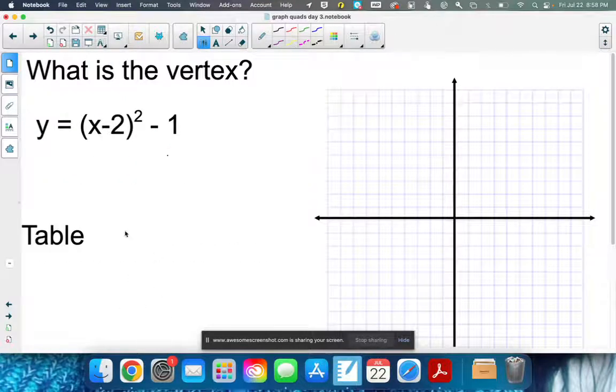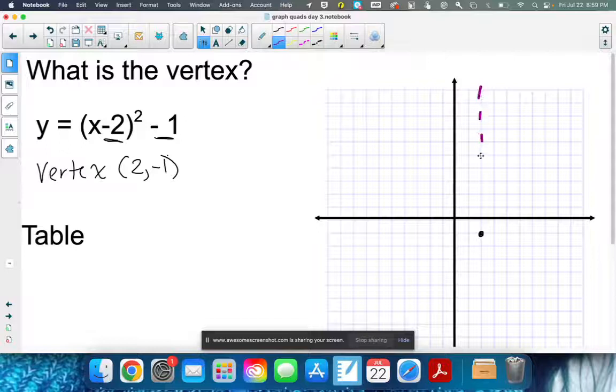All right, so y equals x minus 2 squared minus 1. So my vertex is 2, negative 1. Change the sign, keep it the same. So 2, negative 1. All right, there's my vertex, and I'm going to go ahead and draw my axis of symmetry through it so I know I have a nice symmetric line, or a nice symmetric graph.